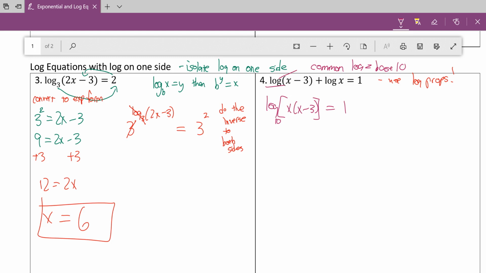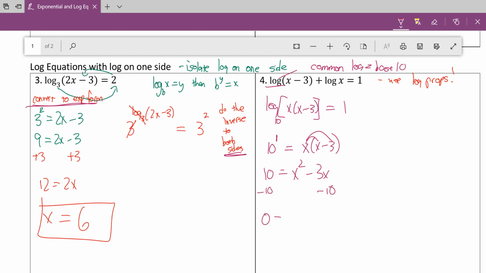So you can convert to exponential form, or you can do the inverse to both sides. But either way, you'll end up with 10 to the first power equals x times x minus 3. And 10 to the first power is 10. But now I can see that in order to solve this, I'm going to have a quadratic, because I have x times x minus 3. So I need to distribute x, and then set it equal to 0.